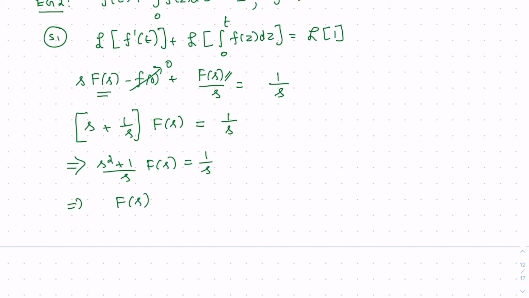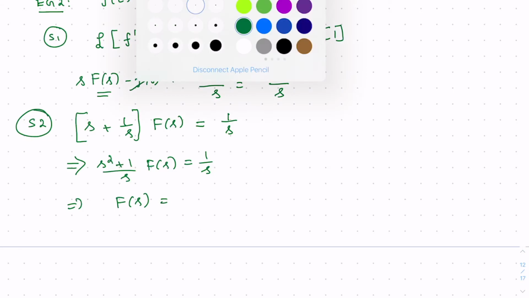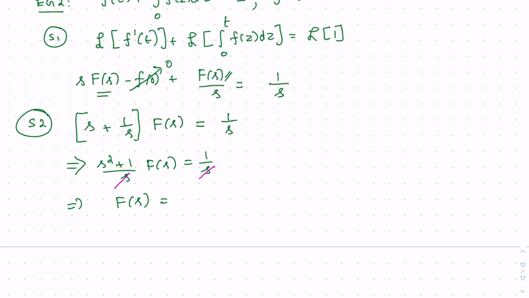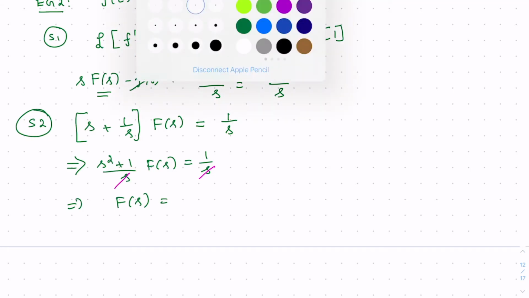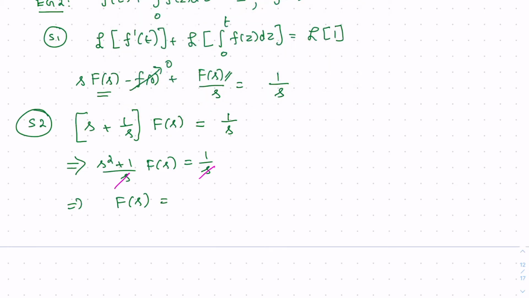here's my step 2. This s and s get cancelled, so I'll be left with 1 over s squared plus 1.